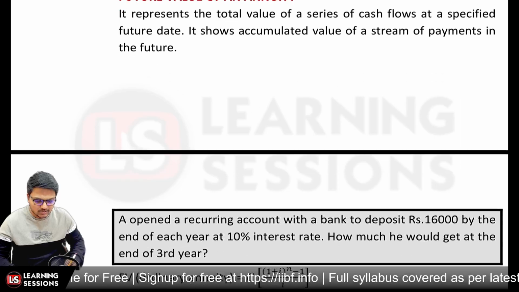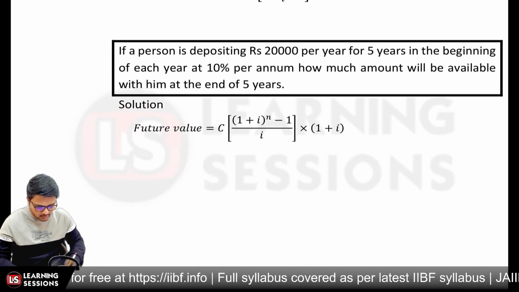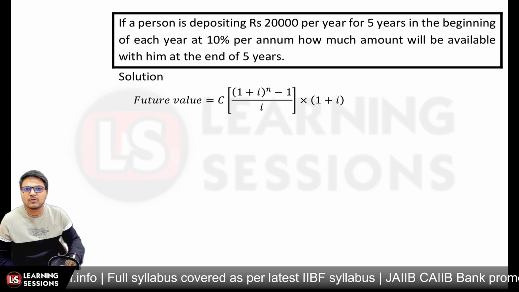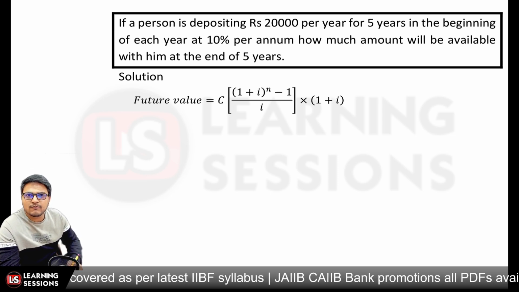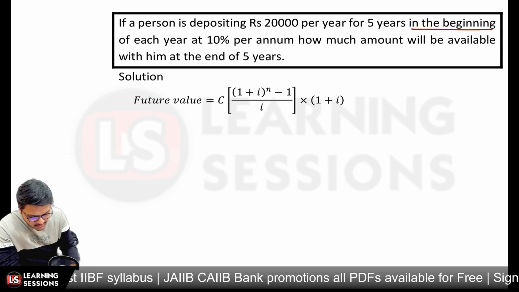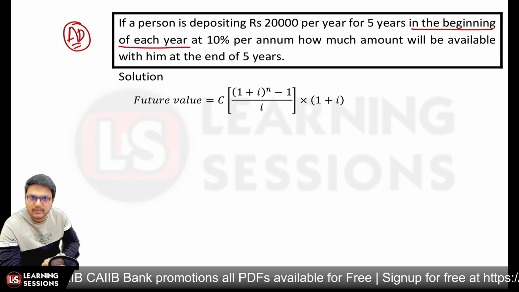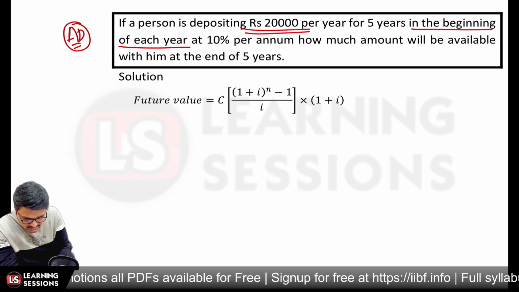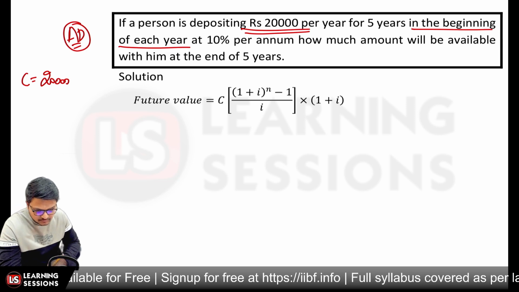Okay, so this is all the theoretical part over here, and I've already told you how you can calculate the same. So now let's have a look at the question. It says if a person is depositing rupees 20,000 per year for 5 years in the beginning of each year. Now when the person says in the beginning of each year, what does it indicate? It indicates it's a case of annuity due, right? And the person is depositing rupees 20,000, so the value of C is equal to 20,000.